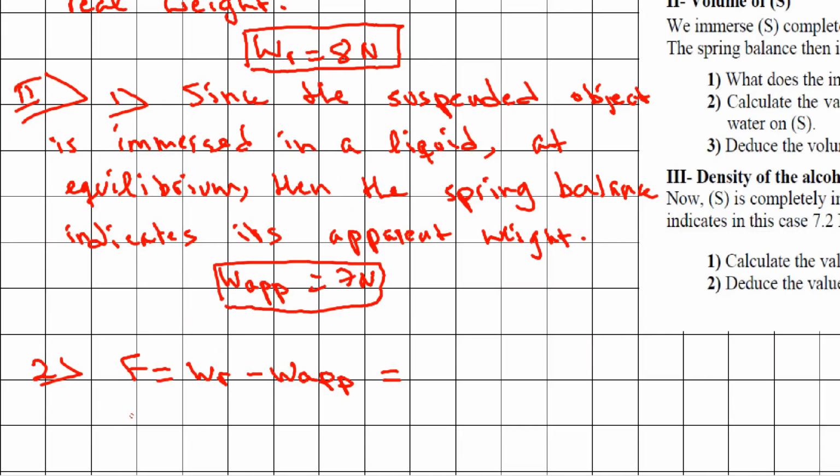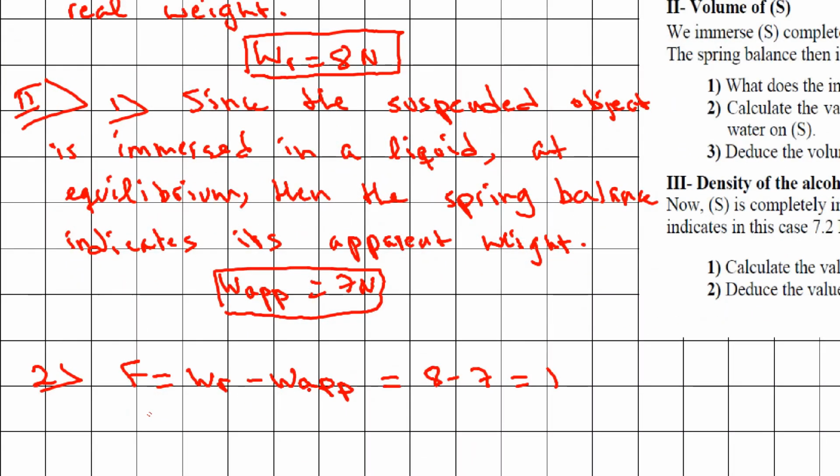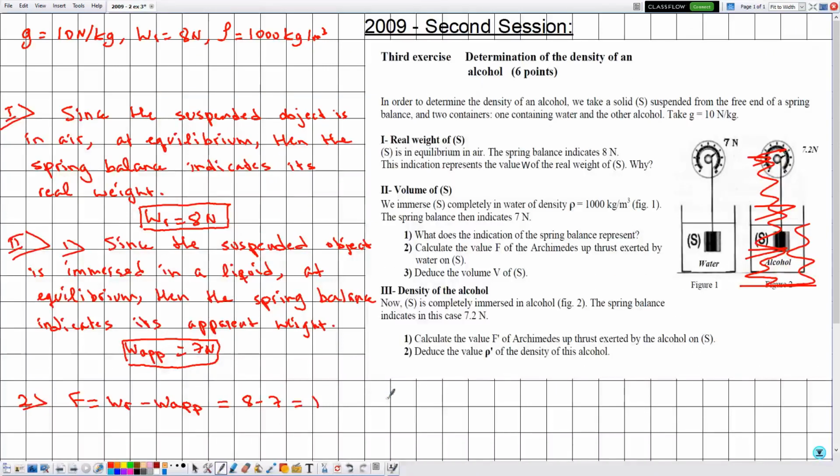Now, because this apparent weight is due to water, the value of F of the Archimedes upthrust corresponds to the case when S is immersed in water, which is given by the real weight, 8 minus 7, which is equal to 1. Now because the real weight and the apparent weight are in newtons, the value of F will be in newtons. So F is equal to 1 newton.